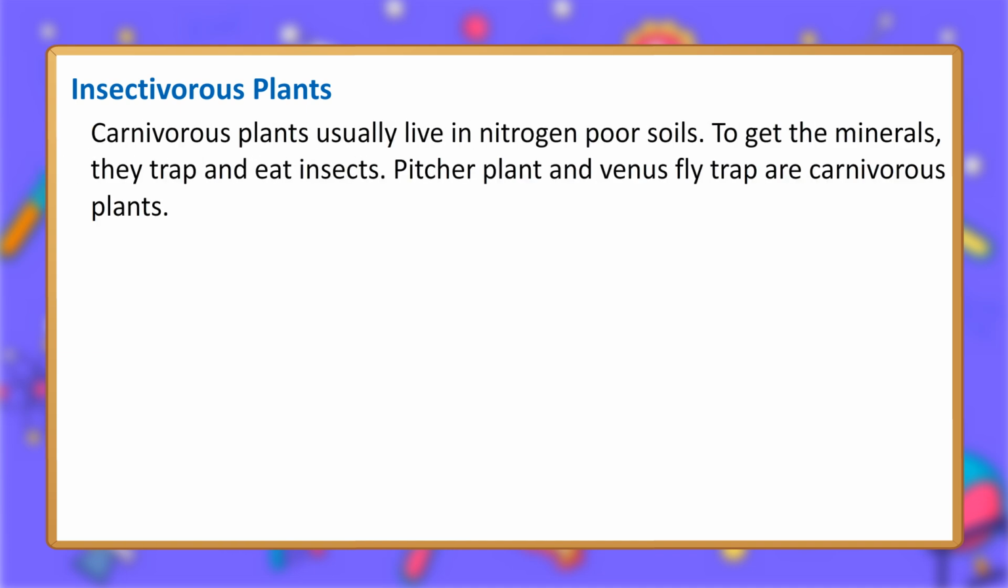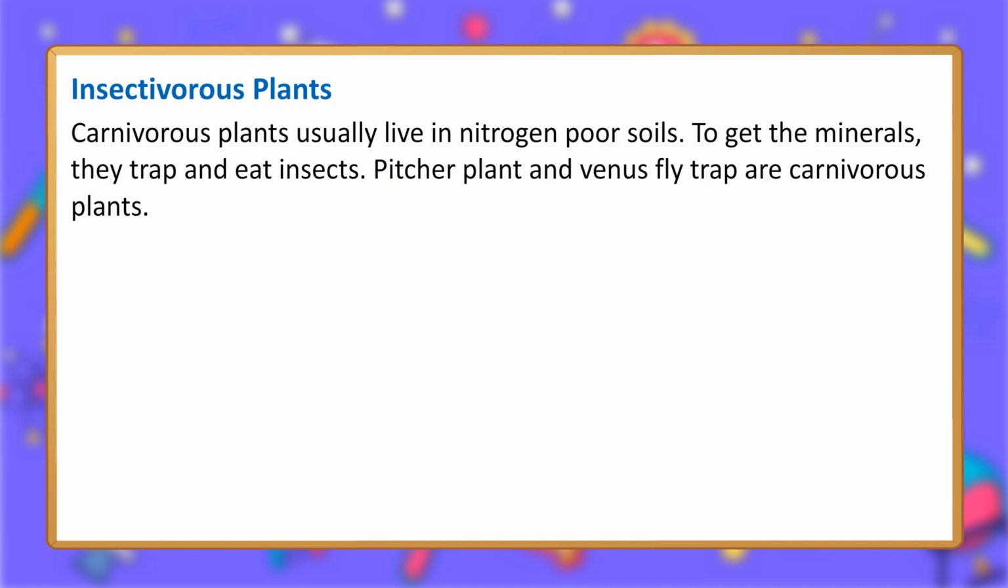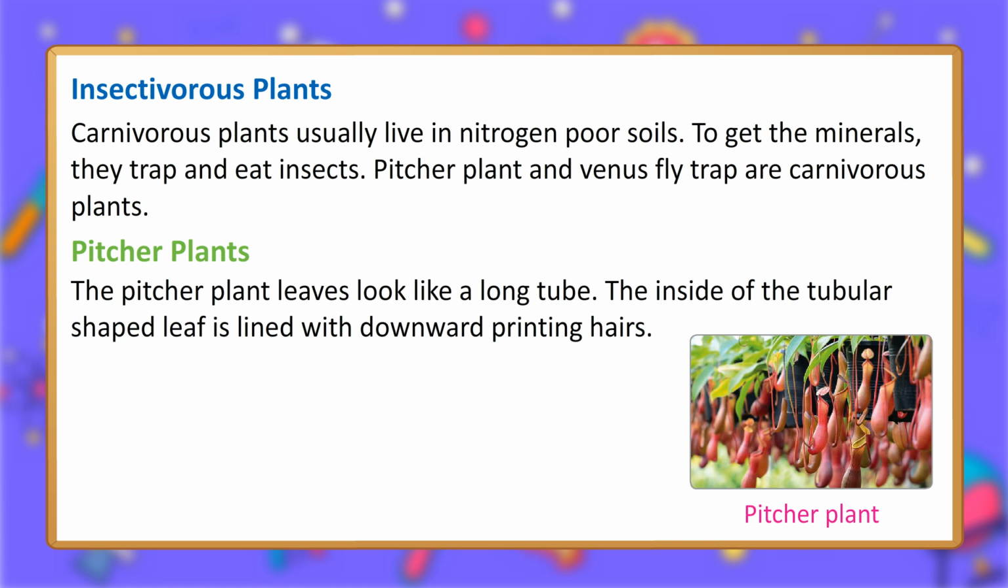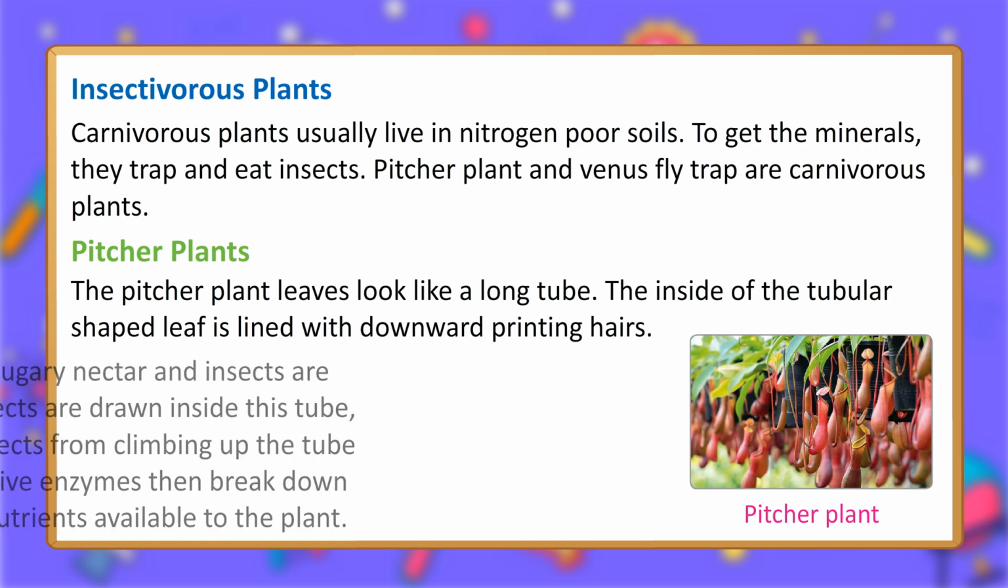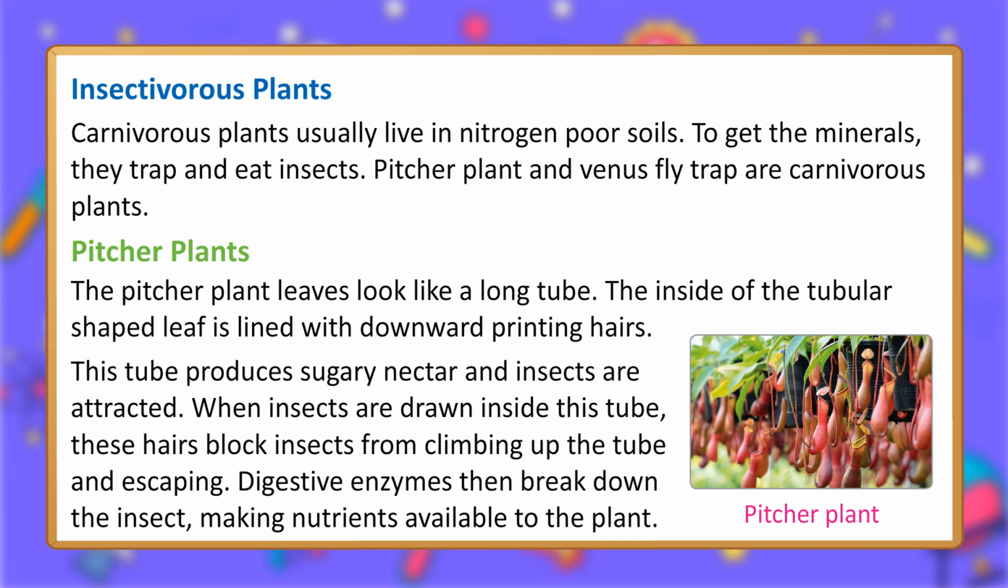Insectivorous plants. Carnivorous plants usually live in nitrogen-poor soils. To get the minerals, they trap and eat insects. Pitcher plant and Venus flytrap are carnivorous plants. The pitcher plant leaves look like a long tube. The inside of the tubular-shaped leaf is lined with downward pointing hairs. This tube produces sugary nectar and insects are attracted. When insects are drawn inside this tube, these hairs block insects from climbing up the tube and escaping. Digestive enzymes then break down the insect, making nutrients available to the plant.